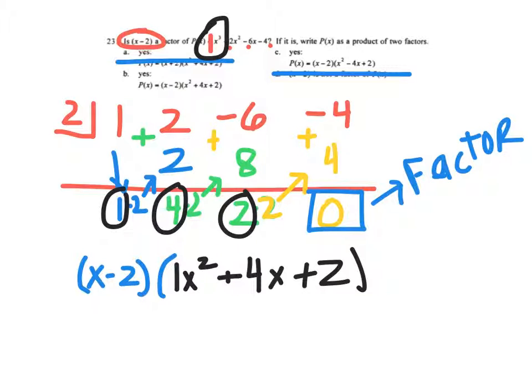So if I look, really the only difference is a negative 4x and a plus 4x. We got a plus 4x, so the answer is going to be B.